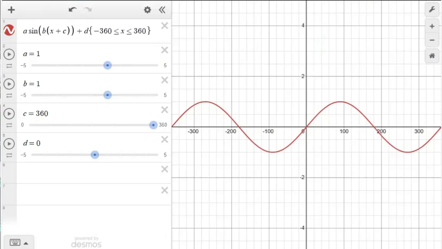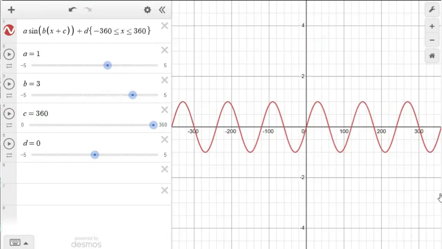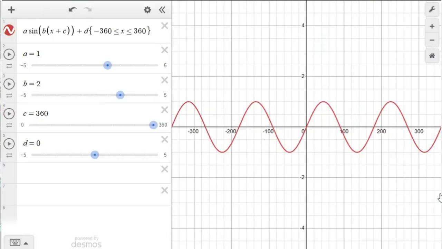Now let's begin with B. B is known as the frequency factor. It changes the period of the graph. Right now it's 1. If I make it double, its frequency is doubled. If I make it 3, its frequency is trebled. And you can see if I halve it, or maybe make it a third, its frequency will be slower, so the wave will take longer to complete one oscillation.